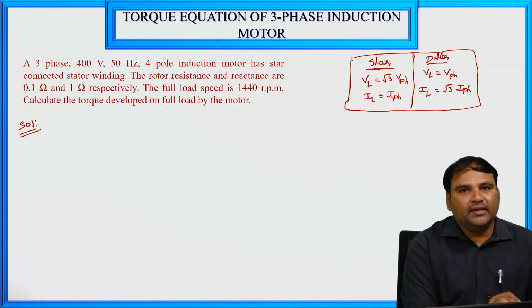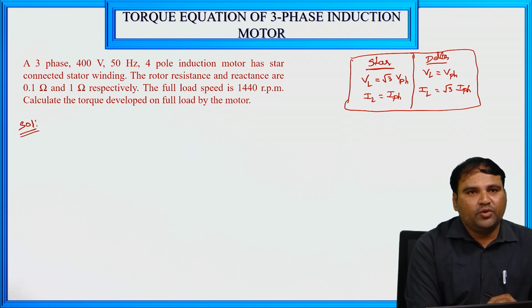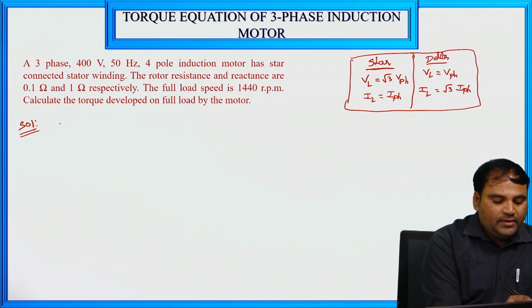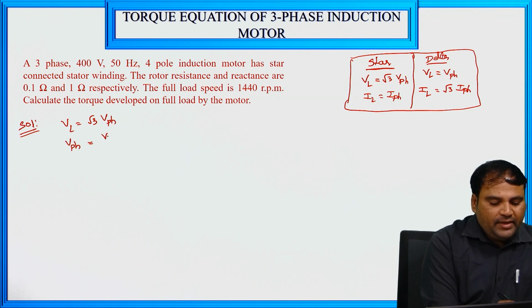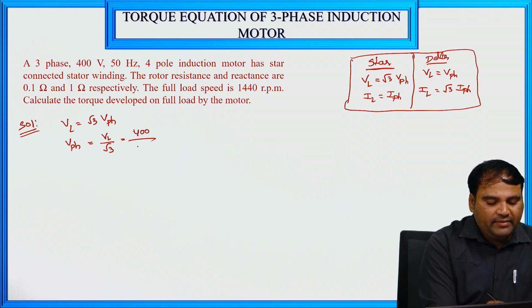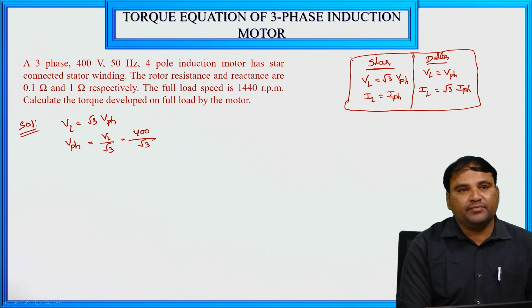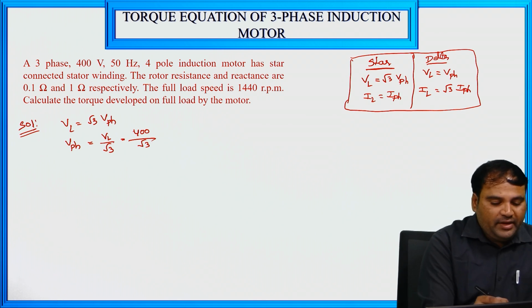Here a 3-phase 400 volt 50 Hz. If it is a star connection, VL is equal to root 3 times the V phase. So V phase equals VL divided by root 3, and VL is given as 400, so 400 divided by root 3 is the phase EMF, and frequency F is equal to 50 Hz and total number of poles P equal to 4.